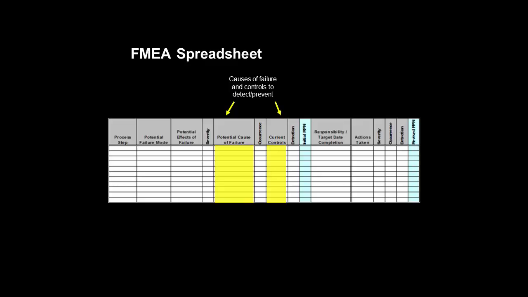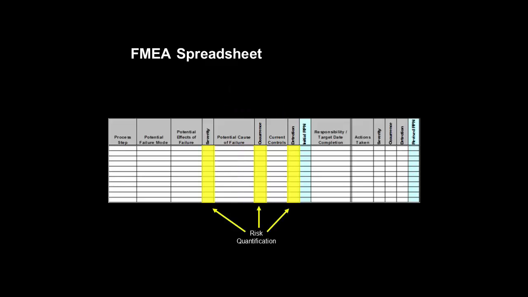There are 3 points inside an FMEA where you will quantify the level of risk using a 1 to 10 scale, where the higher the number, the more risk that we have. The severity scale ranges from 1 to 10, where a 1 would be, if this happens, no one would even notice it. A 10 on a severity scale is something that could physically injure someone.